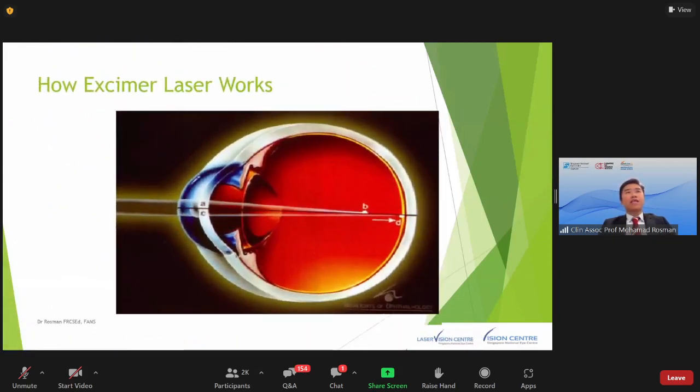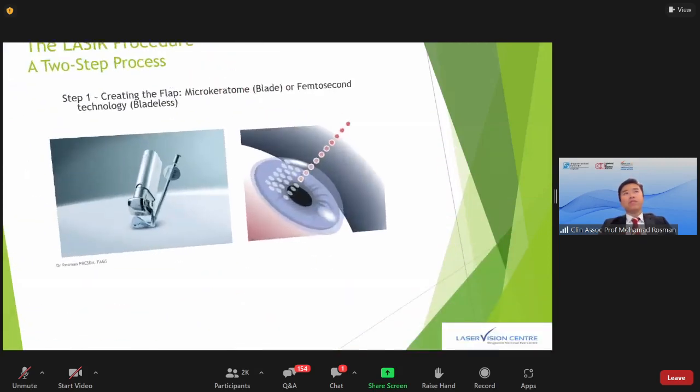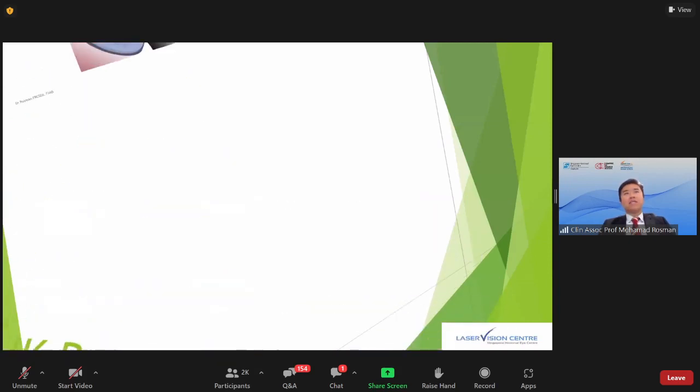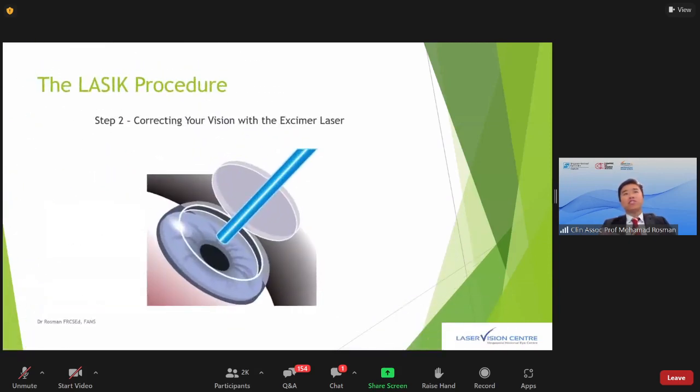Okay, so we already know what is a refractive error. Excimer laser works by using laser to change the shape of the cornea so that the focus point is now on the retina. And LASIK is a two-step procedure. It involves creating a flap, either with a blade, or nowadays we use laser. And subsequently, we use excimer laser to change the shape of the cornea before repositioning the flap.